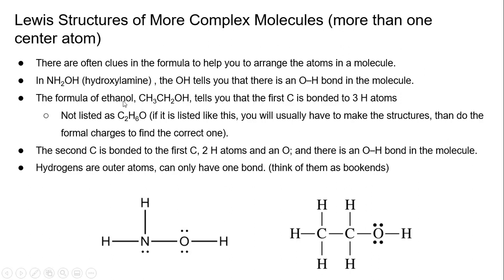Here's another one. We have ethanol. Now, ethanol can either be listed as this, which you have no idea how to put this together, or it could be listed as this. And if it's listed as this, it's telling you exactly how the compound is. You have a carbon with 3 hydrogens. You have another carbon with 2 hydrogens. And then you have, here's that OH again, and that H is attached to that oxygen. So this is telling you exactly how this compound is.